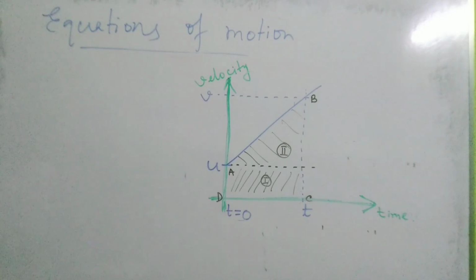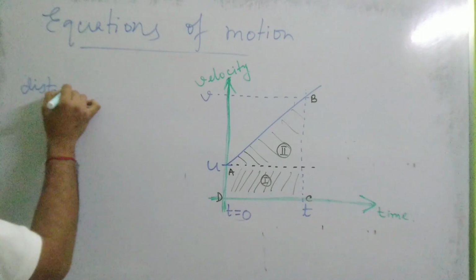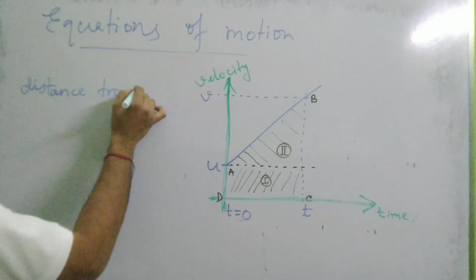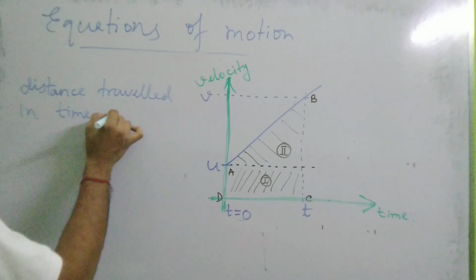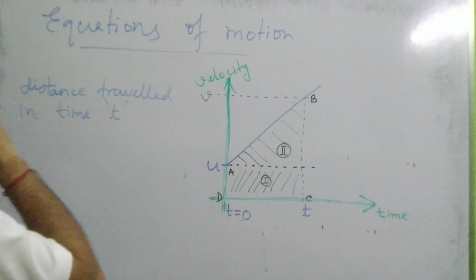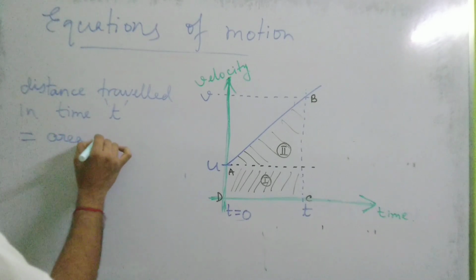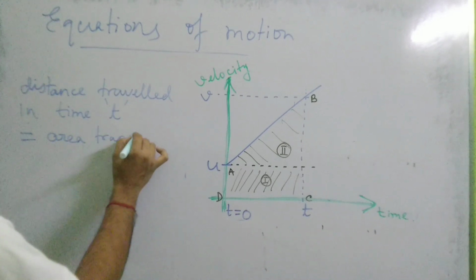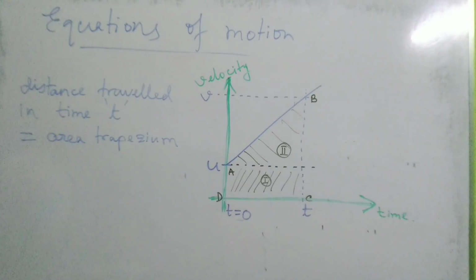So if I consider the distance traveled in time t, what is its value? Distance traveled in time t will be equal to the area of trapezium ABCD, isn't it? Fine. So the area of the trapezium is equal to half into, what is the value of the area of a trapezium?